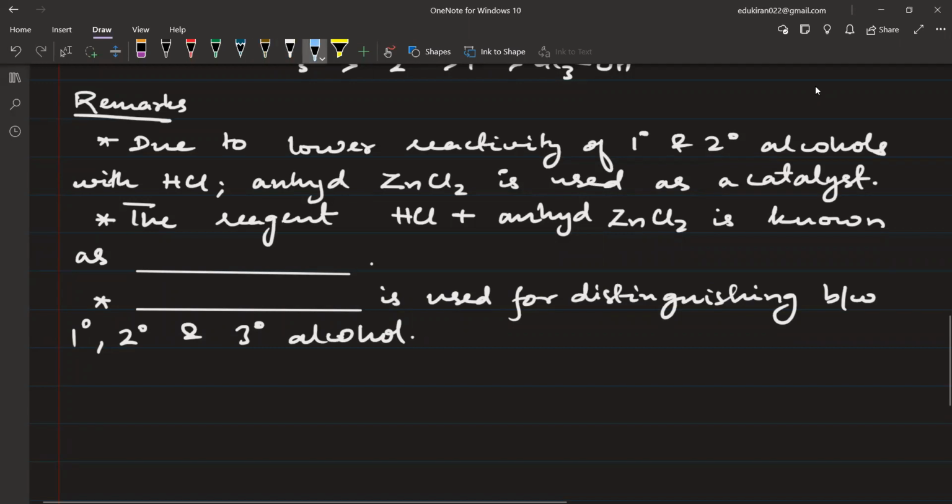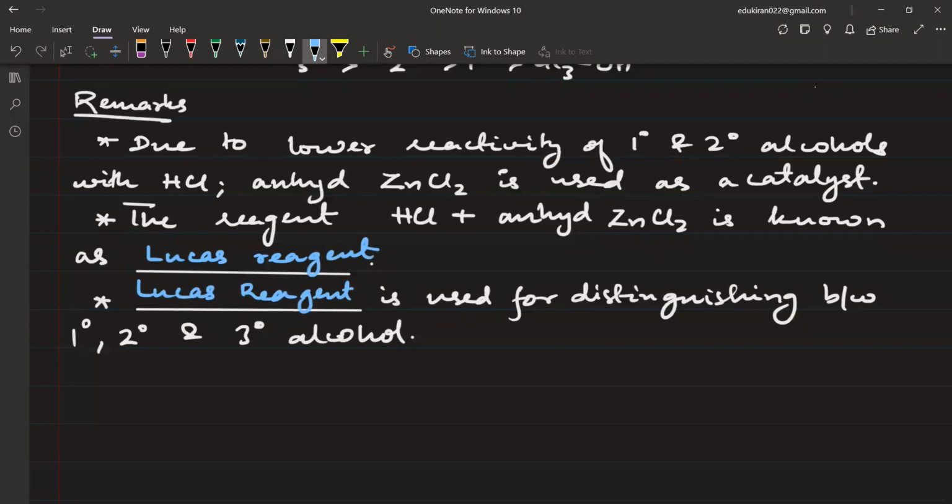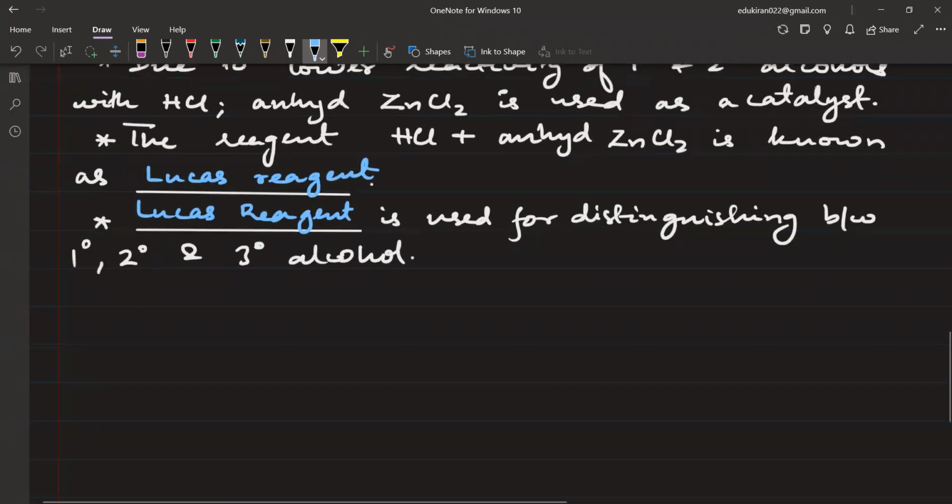The children remember. The reagent HCl plus anhydrous ZnCl2 is known as Lucas reagent, and Lucas reagent is used for distinguishing between 1 degree, 2 degree, and 3 degree alcohol. Right, next point.